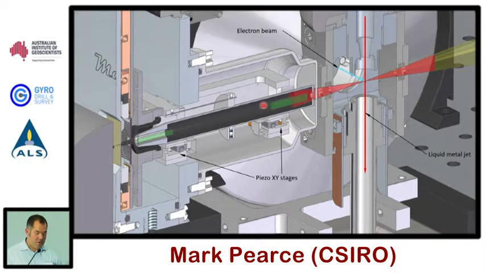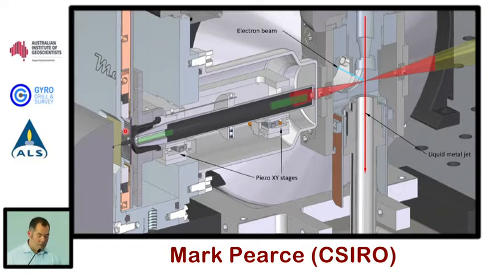This is focused through the X-ray lenses that have piezo motors to make sure it all stays in alignment and in focus. It comes through a hole in the detector, and this is the detector array here, and hits the sample, and the fluorescent X-rays are recorded in the backscatter geometry.